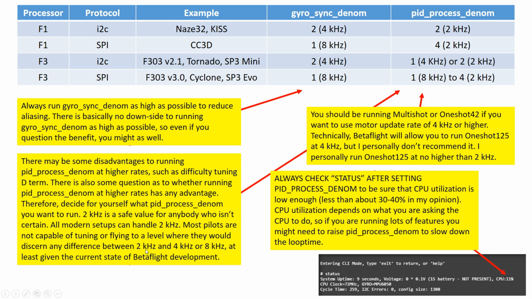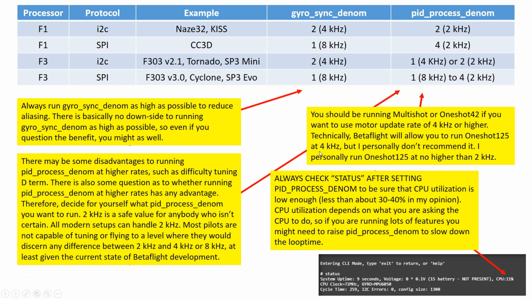If you want to go to 4 kilohertz or above, you need to be running multi-shot or one-shot 42. One-shot 125 cannot go to 4 kilohertz, and the reason for that, again, I'll leave for another video. Actually, that's not technically true. Betaflight has a trick built into it that lets you run one-shot 125 at 4 kilohertz, but frankly, I don't recommend it. You're really just pushing things to the edge of what they're capable of doing.